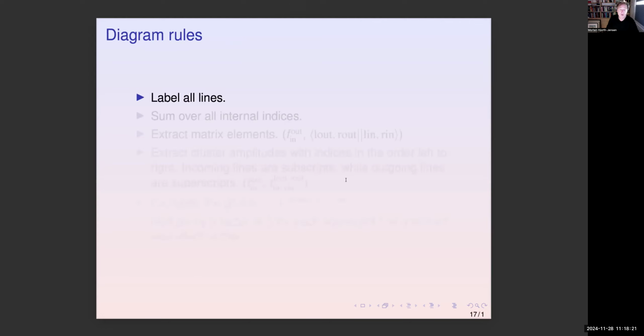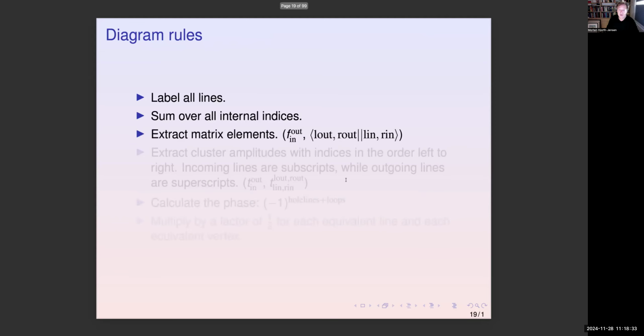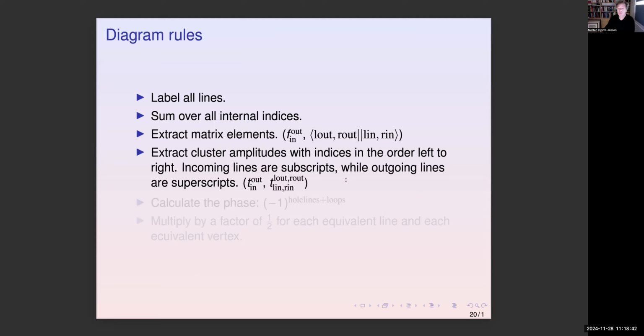And when we then want to label the diagrams and set up the final expression, these are just a reminder of the diagram rules. We label all lines, we sum over internal indices, we extract the matrix elements, F out, F in, left out, right out, left in, and right in. Then we extract the amplitudes with indices in the order left to right. So we would have, again, the same type of order, T out, T in, and then we have out for the left side and the right side, and the same with the in states.